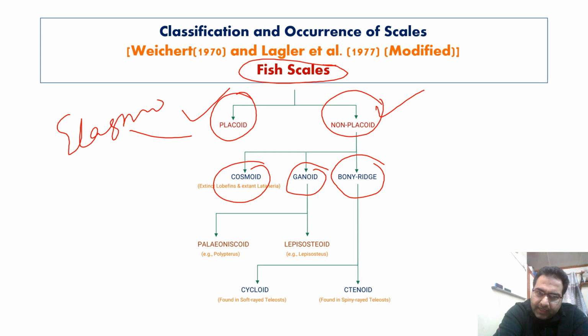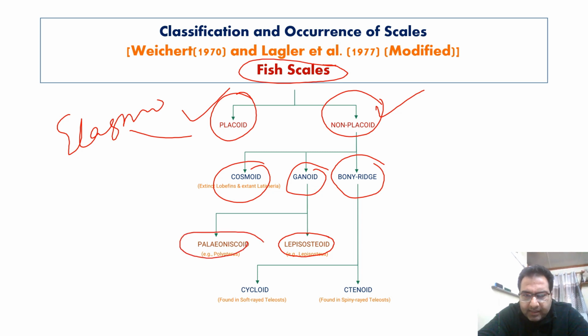Cosmoid scales were present in the extinct lobe-finned fishes and the extant Latimeria. Among lobe-finned fishes, the only living fish which has cosmoid scales is Latimeria. We also call this fish a living fossil. Then we have ganoid scales and bony ridge scales. Ganoid scales are further divided into lepisosteoid and palaeoniscoid.